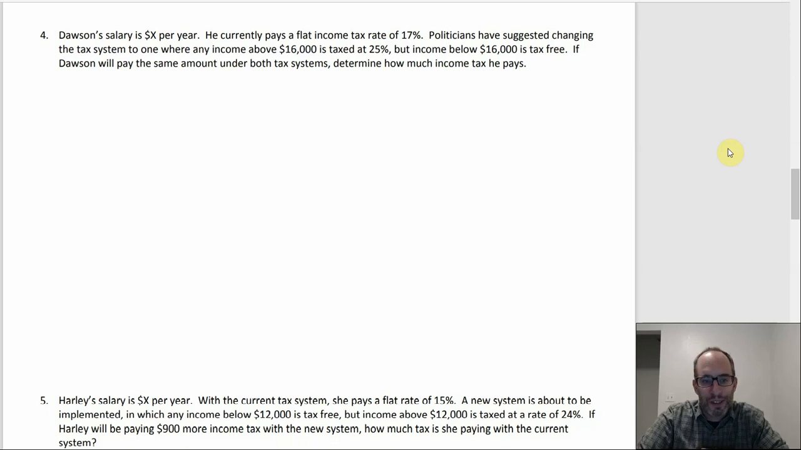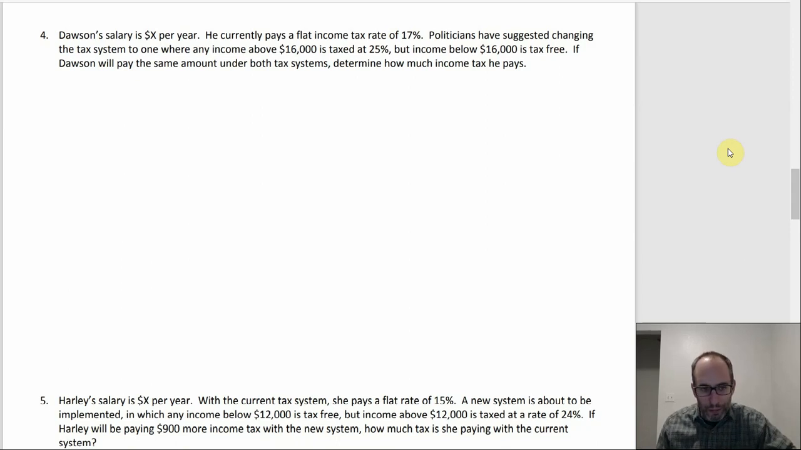So in 4 it says Dawson's salary is unknown. It's X dollars per year. And he currently pays a flat tax, 17%, but politicians have suggested changing the tax system to where it's a progressive tax, where income above 16,000 is taxed at 25%, but below 16,000 is tax-free. And it says that he's going to pay the same amount under both tax systems. That's a key thing, because since we know that, we're going to be able to set the two taxes equal to each other, and we can solve for what his salary is, and then from there we can figure out how much tax he's paying.